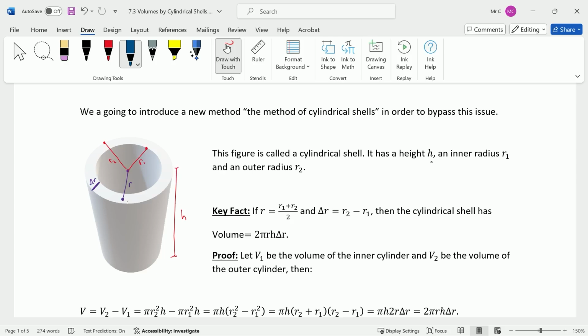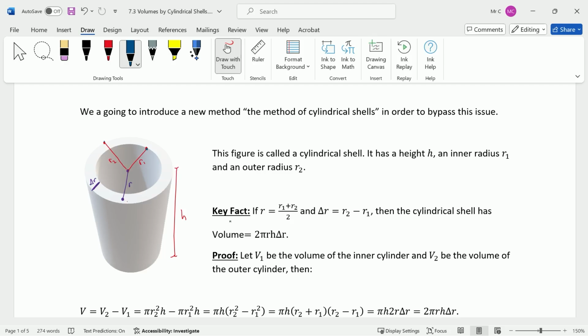So it has height h, an inner radius r1, so that's the radius from the center of the pipe to the inner edge, and outer radius r2, so that's from the center of the pipe to the outer edge of the pipe. And then we can label an average radius that we're going to call r. That's the radius out to the center of the pipe portion.